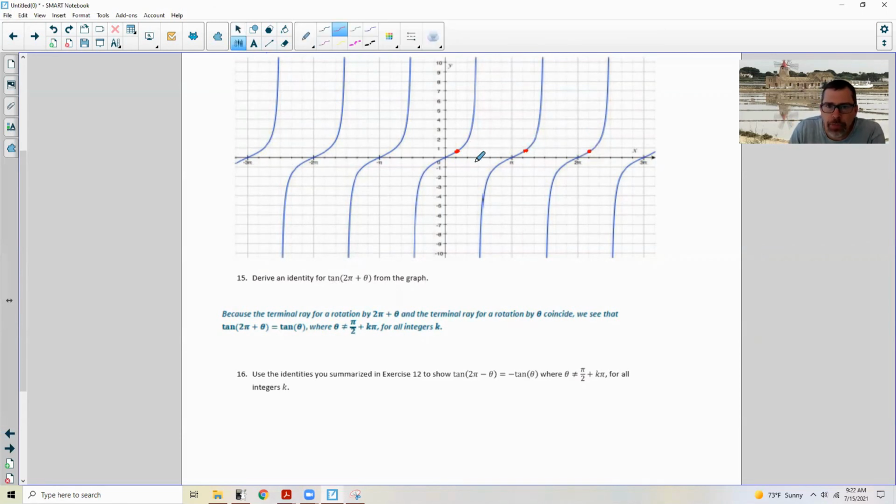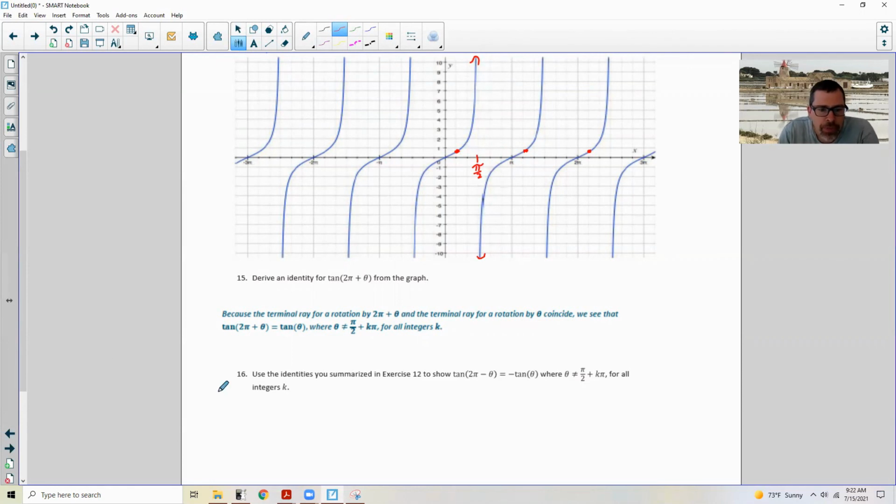Because what happens there? Well, here's pi over 2 right here. What's the value of tangent? As we're approaching pi over 2 from the left side, it's going to positive infinity. And as we're approaching pi over 2 from the right, it is approaching negative infinity. So we have something going on there that we'll get into later this year.